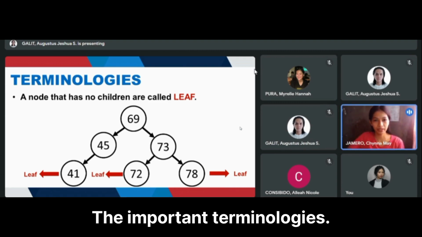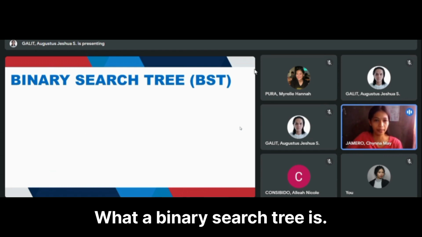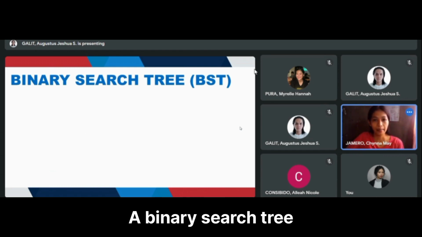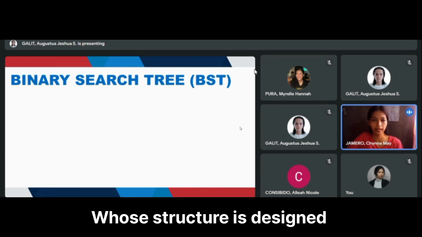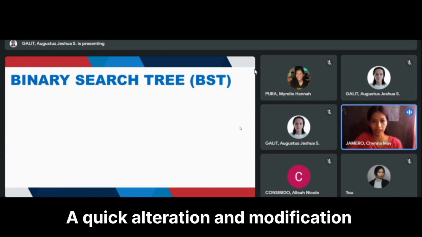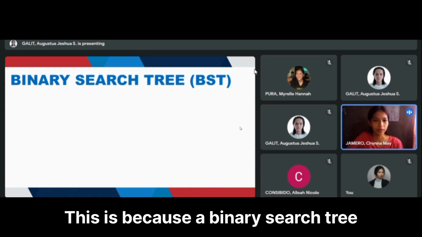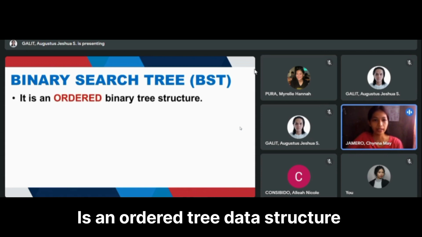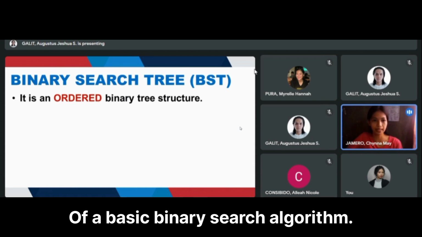After learning about the important terminology, we can now define what a binary search tree is. A binary search tree is a type of binary tree whose structure is designed for efficient searching of nodes and also for quick alteration and modification of a collection of data. This is because a binary search tree is an ordered tree data structure that is predicated on the architecture of a basic binary search algorithm.